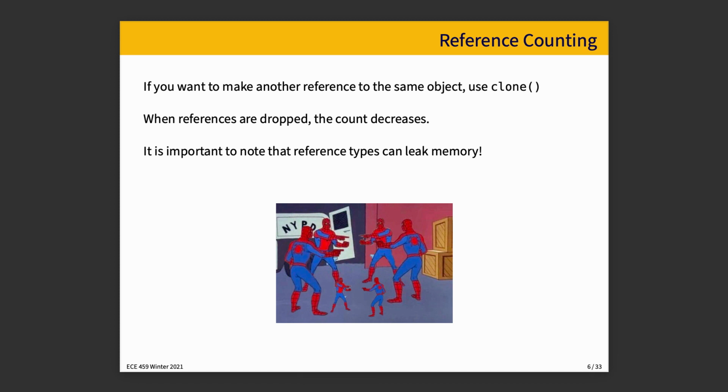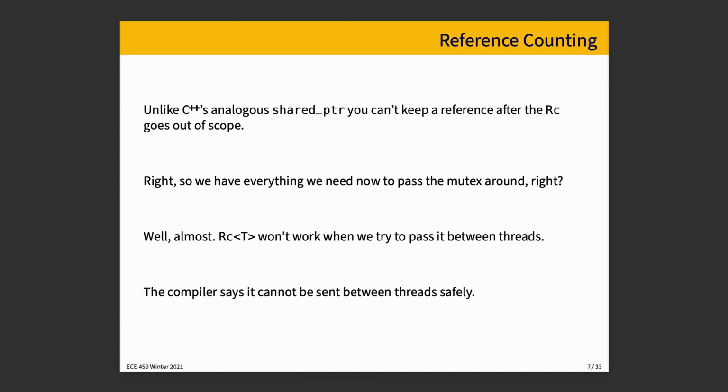Okay, so we've got an idea. We have reference counting. Well, do we have what we need to pass the mutex around? Not quite. The RC will not work when we try to pass it between threads. Well, why not? The management of its internal counter is not done in a thread-safe way. This is something that documentation will tell you if you're curious to take a look. And so this means it can't be sent between threads safely.